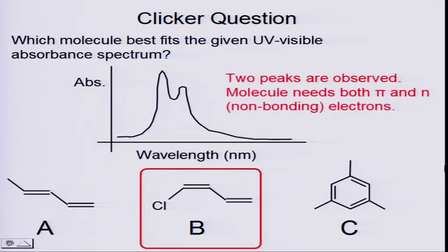So there's two peaks. Okay, see that? Two peaks. That means you have both pi and non-bonding, because it's in the visible range. All right. It's a UV-visible spectrum, and there's only one molecular system up there that has non-bonding electrons, and that's B, because it has a halogen, and halogens have 3 pairs of non-bonding electrons. So that's the answer.